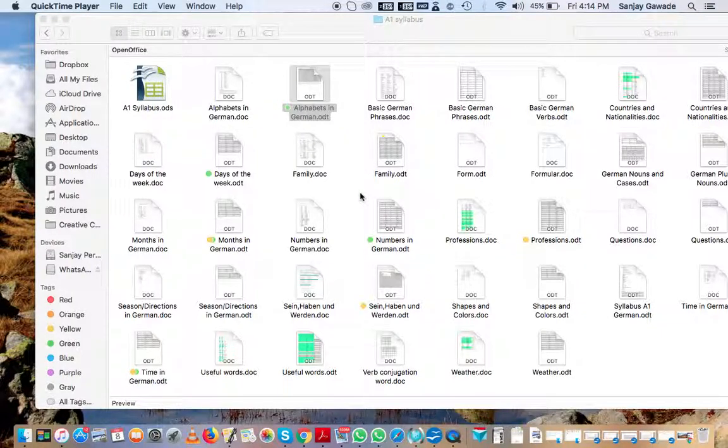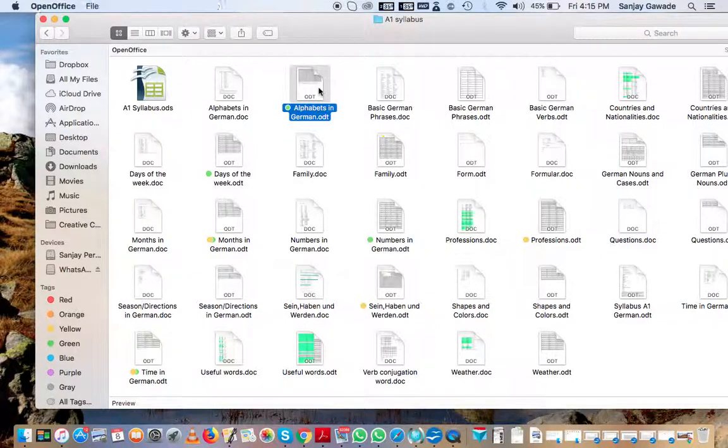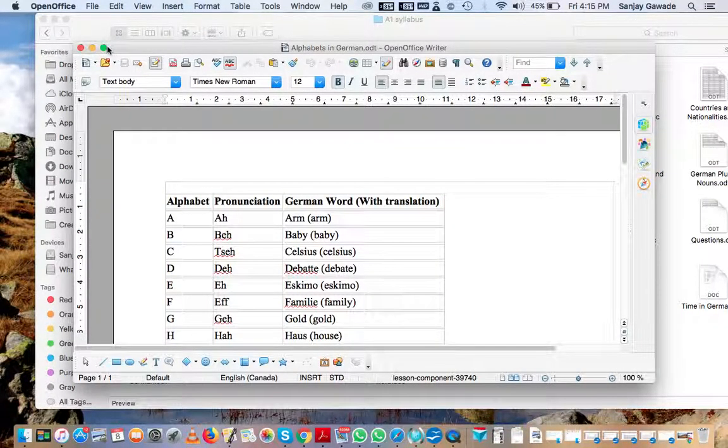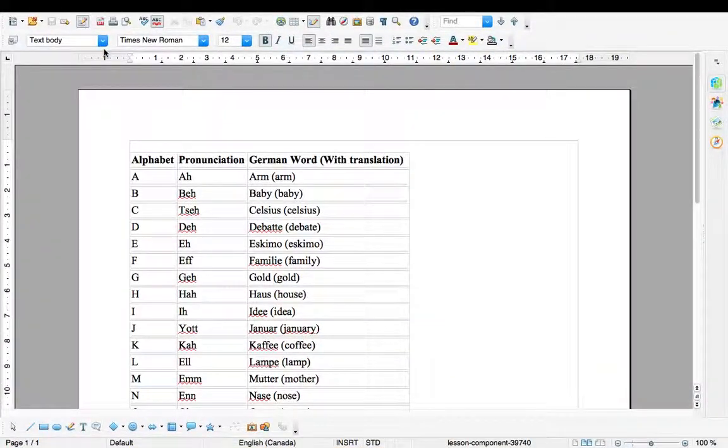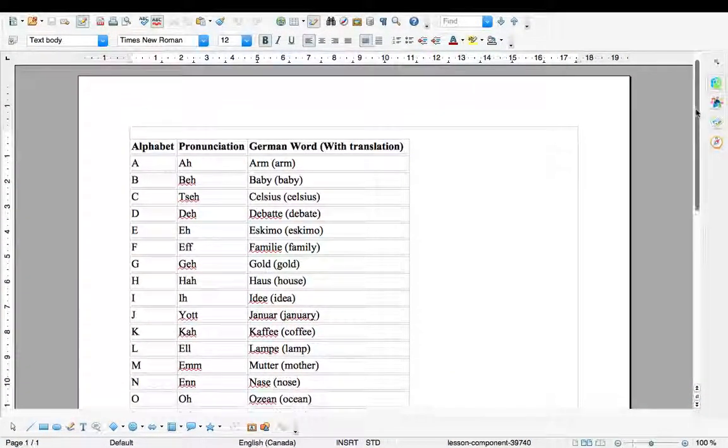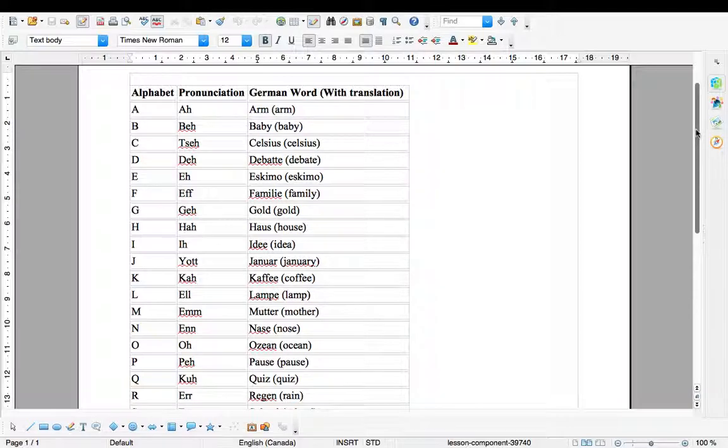Okay guys, we are going to be starting with learning the alphabets. Let me just open the document. I will start with the pronunciation of the alphabets. Learning the alphabet in German is actually very easy because the script is very similar or exactly how we have it in English. Only the pronunciation changes. I'll start.